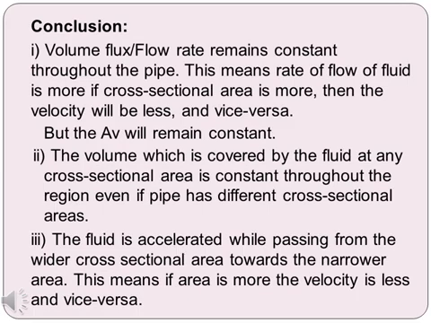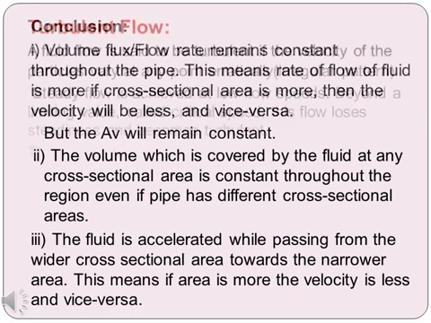Second point is that the volume covered by the fluid at any cross-sectional area is constant throughout the region, even if the region has different cross-sectional areas. And third point is that the fluid is accelerated while passing from a wider area of cross-section towards a narrower area of cross-section. This means that if the area of cross-section is more, the velocity is less and vice versa.